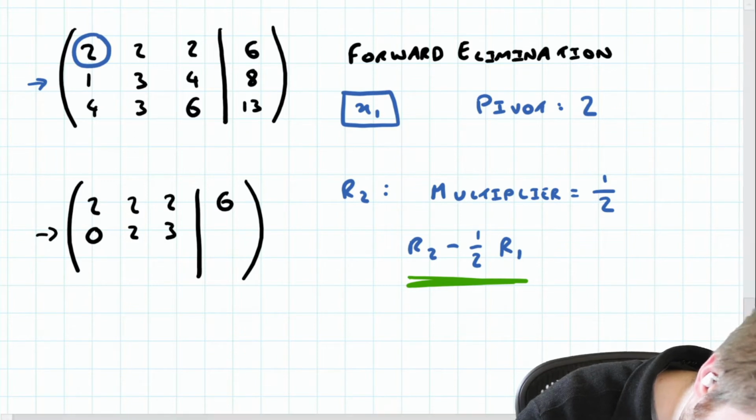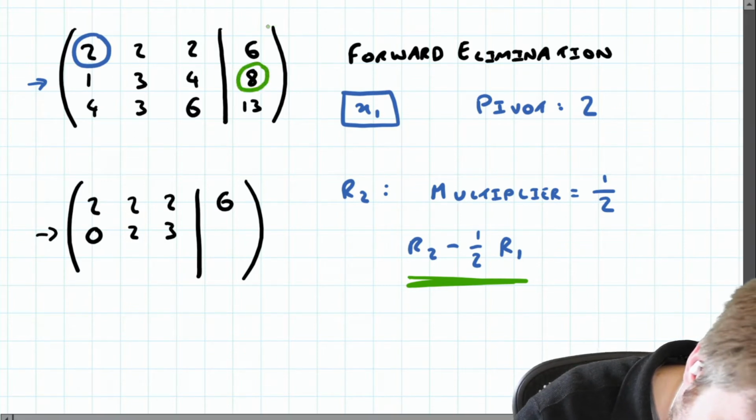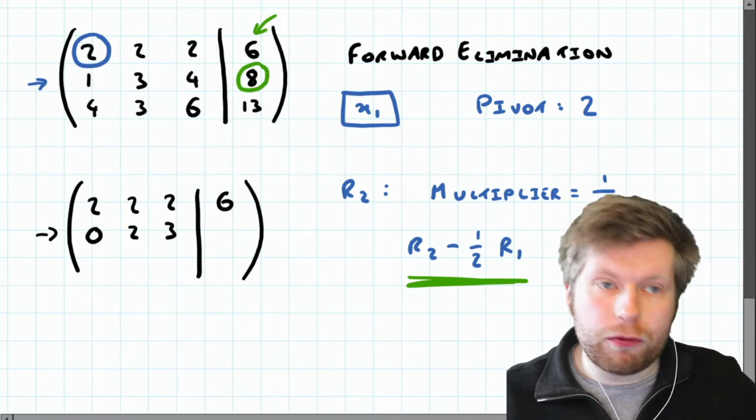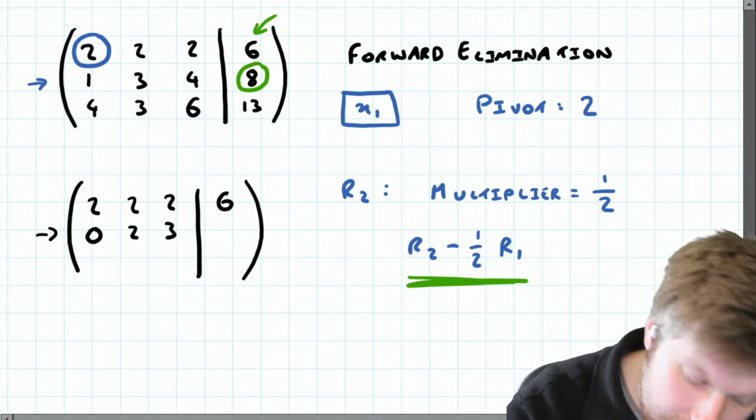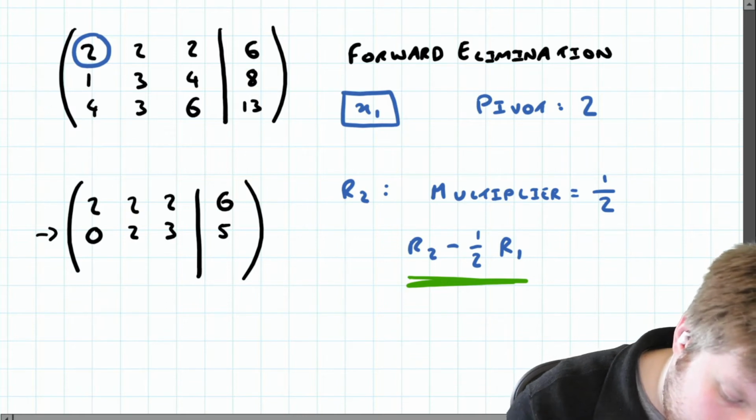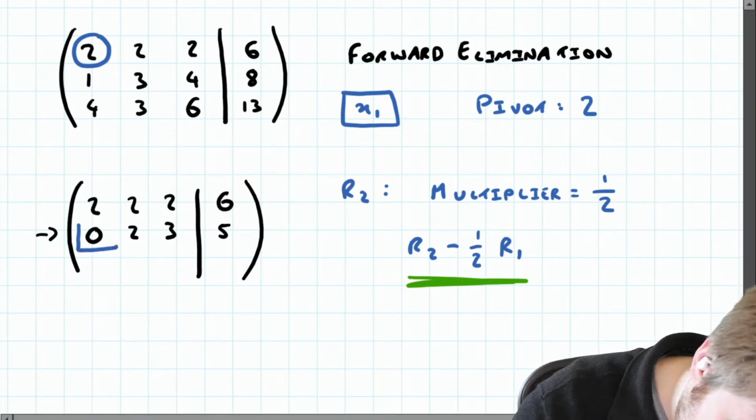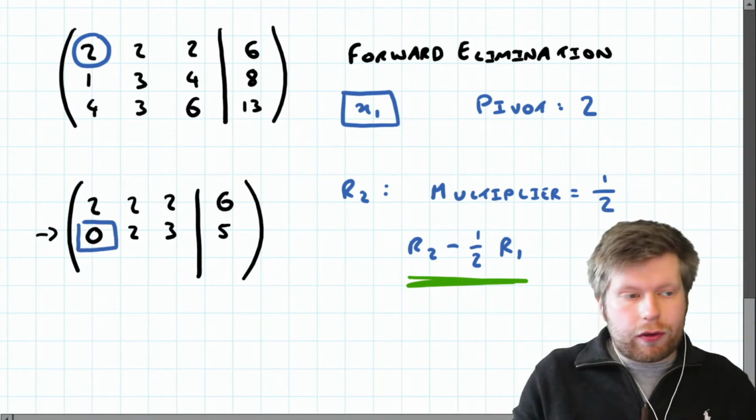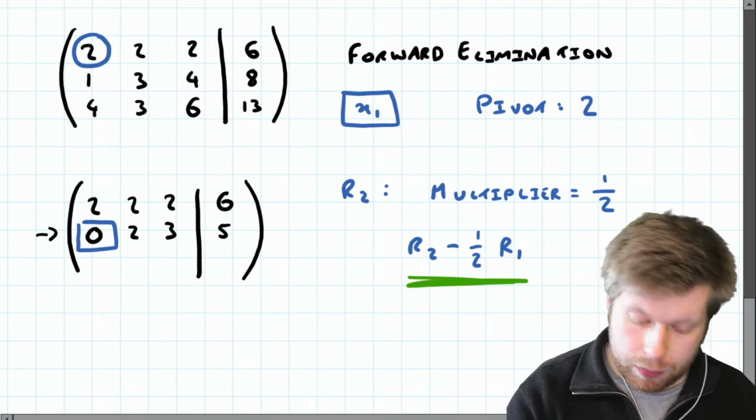And then if I move across to the final one, which is the 8, I need to take 8 and take away a half of 6. So 8 take away a half of 6 is going to give me 5. Now you can see that's exactly what I wanted, because the element corresponding to the coefficient of x2, I've reduced down to 0.